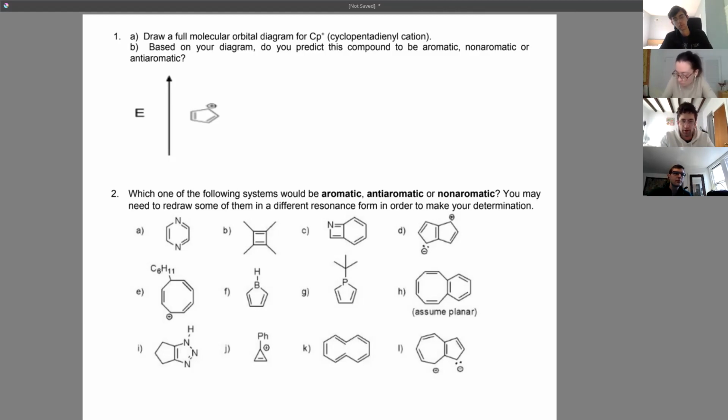This first one, are we thinking non-aromatic or anti-aromatic? Anti? I said non. Is it because of that weird positive charge on that carbon? Yeah, I don't think it's a conjugated system.